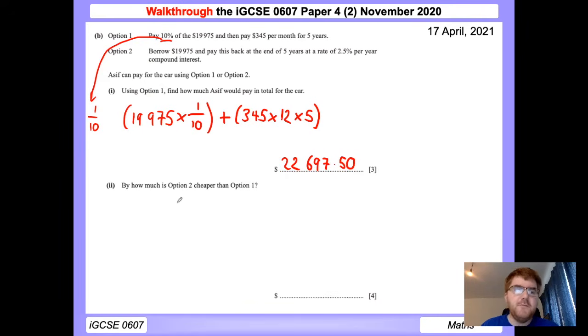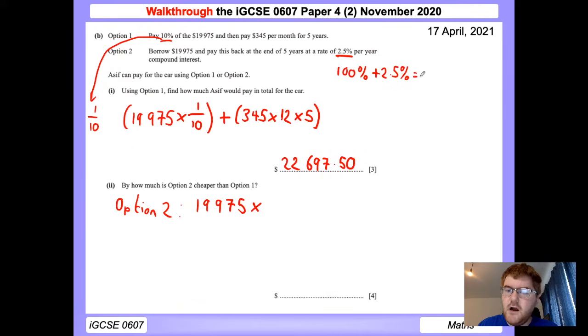Okay, on part 2, we look at by how much is option 2 cheaper than option 1. So now we need to work out what option 2 is. So I'm going to write very clearly here. We're going to do option 2. Now here we use the compound interest formula. So the way we do this is we take $19,975. We multiply it by the multiplier. Now if we're increasing by 2.5% a year, the way we work out the multiplier is we do 100% plus 2.5%.